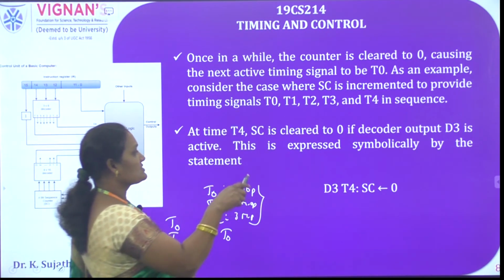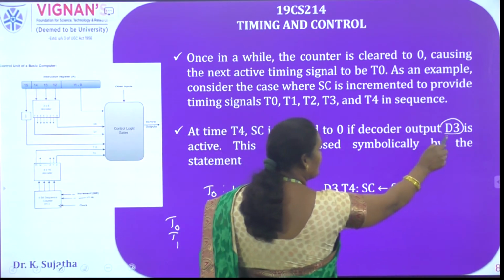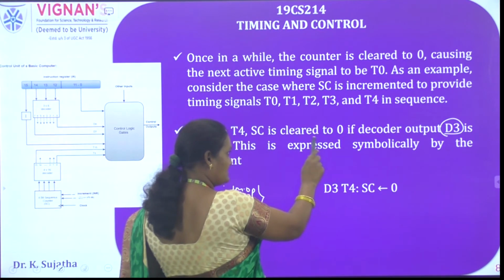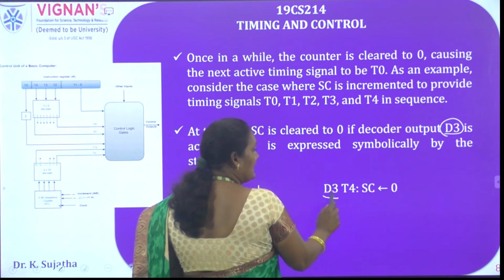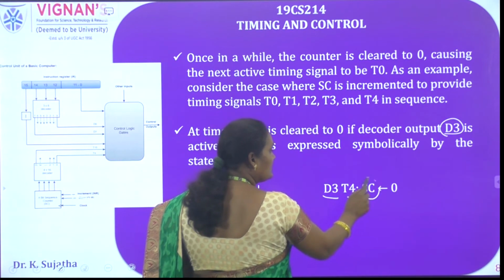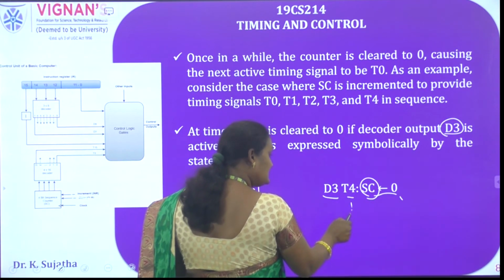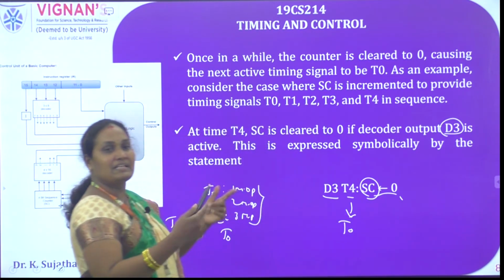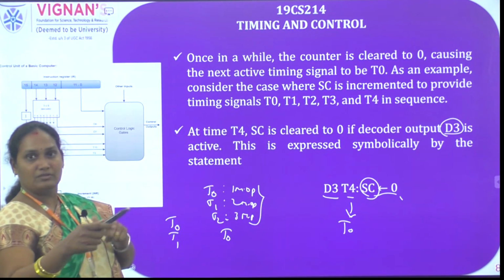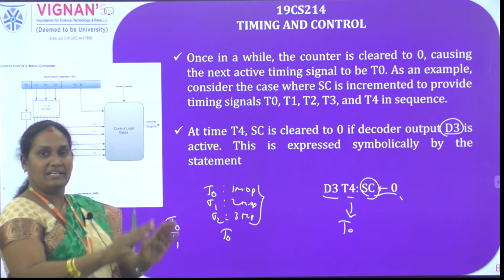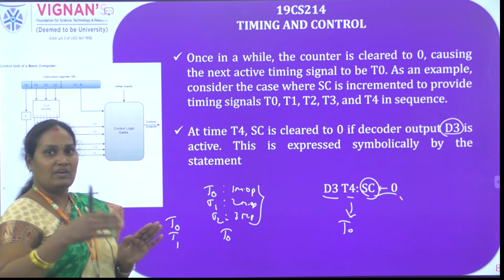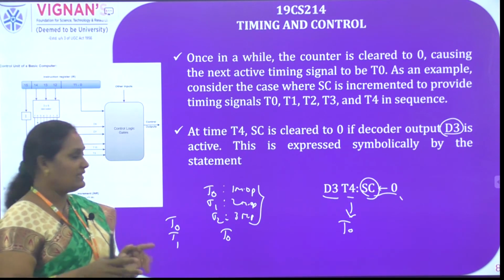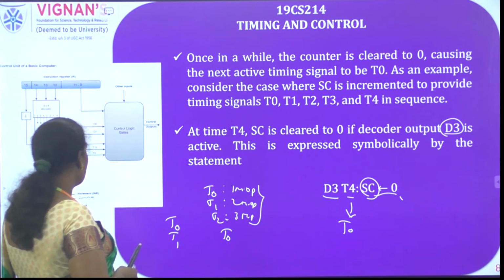Suppose at the D3 output of the 3/8 decoder, if I want to clear the sequence counter, what do I need to do? At D3 T4, we need to clear the sequence counter. After this clock pulse, again it generates the clock pulses from T0: T0, T1, T2, T3. After those clock pulses, if I completed that instruction execution and want to start the next instruction execution, that should be started again from T0. Like that, the clock pulses will be generated.